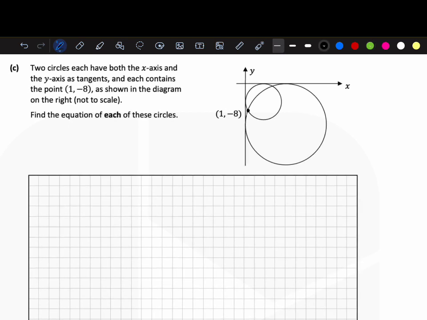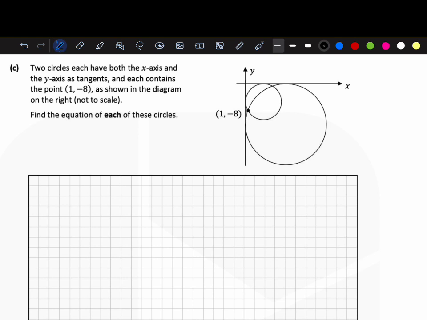Next, part C says: 2 circles each have both the x-axis and the y-axis as tangents, and each contains the point (1, -8), as shown in the diagram on the right, not to scale. Find the equation of each of these circles.